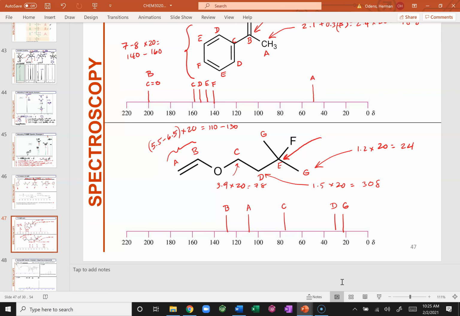Wait a minute. Actually, just 4.2, because it's not a CH. It's pretty much a sharp value at this point. 4.2 times 20 is equal to 84. So it'll be right here. So this will be E. And we have finished our carbon NMR.